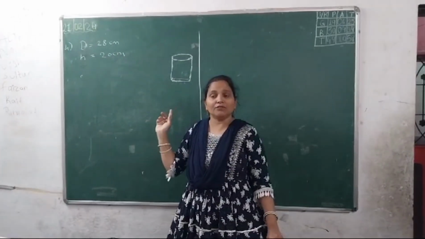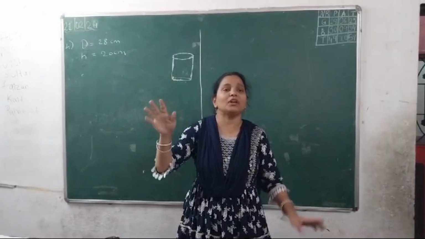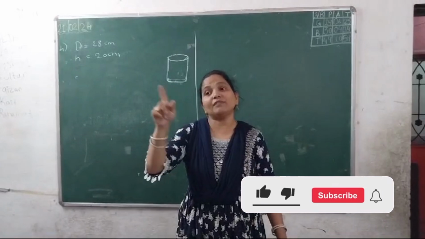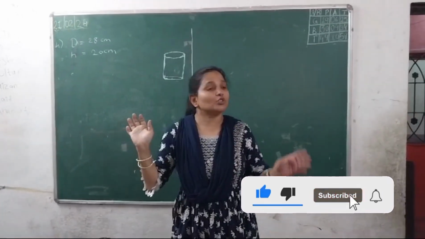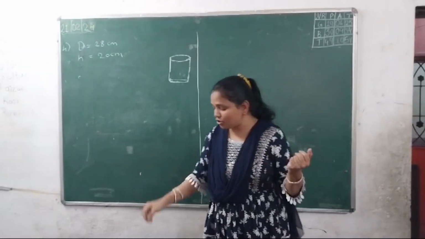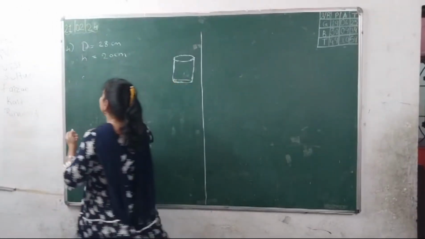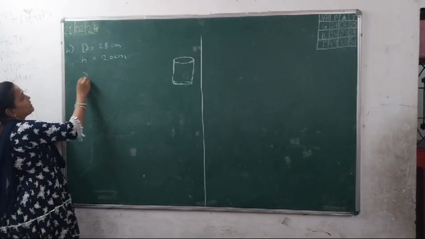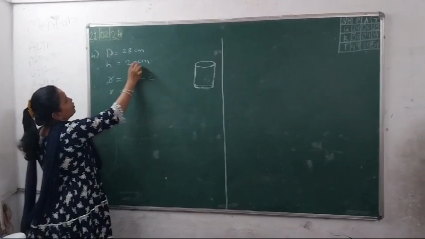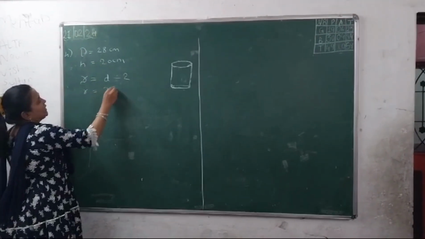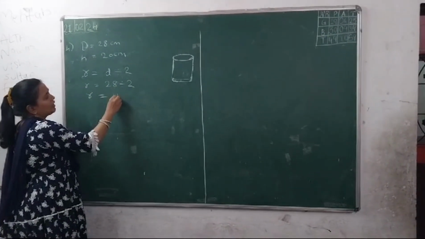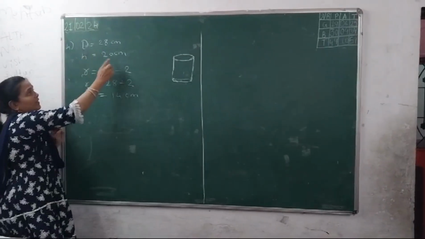Children, when we learned the formula, in the formula we did not have any diameter. Diameter was not there in the formula, but instead of diameter we had the radius. So with the help of the diameter, can we find the radius? Yes, we can find the radius. So how to find that radius? What is the formula to find the radius? Radius is equal to diameter divided by 2. So radius is equal to diameter, that is 28 divided by 2. So radius is equal to how much? 14 centimeter. And the height is also given, that is 20.